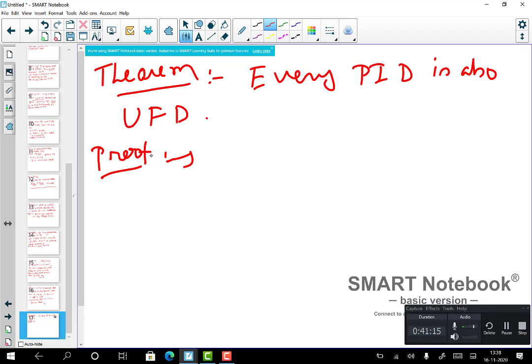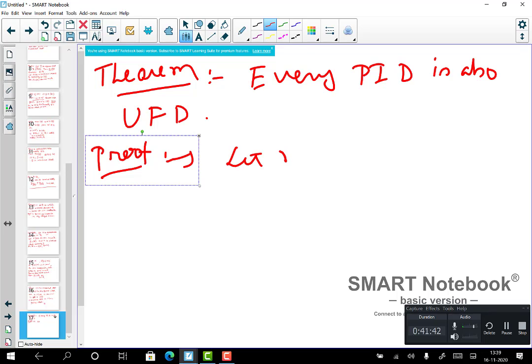So you need to prove that in a principal ideal domain, every non-zero non-unit element has some finite unique factorization with irreducible elements, right? And this unique factorization means that the number of irreducible terms is finite. Okay, so how do we prove it?